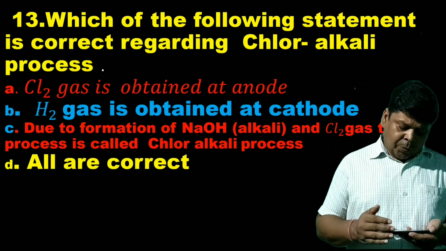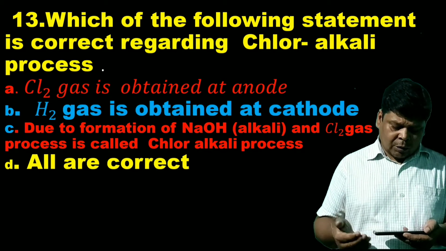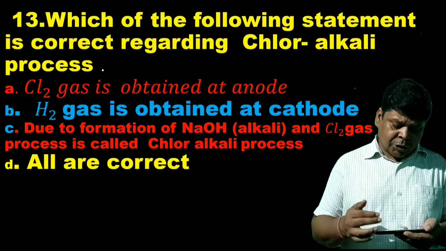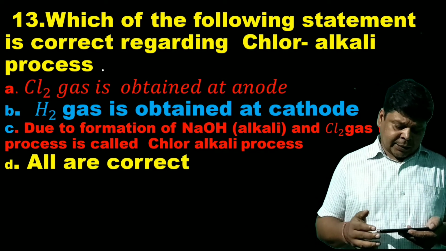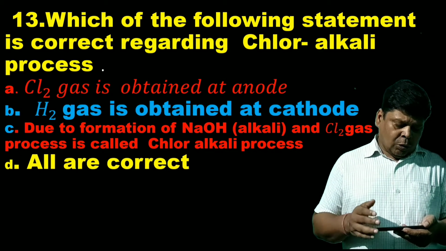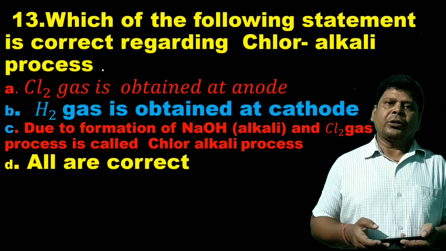Due to formation of NaOH and Cl2 gas, the process is called chlor-alkali process. Yes, this statement is also true because NaOH is alkali and Cl2 is chlorine gas, and that's why it is called chlor-alkali process. And these all are correct. So answer is all are correct.